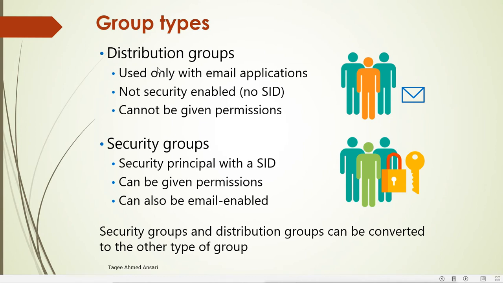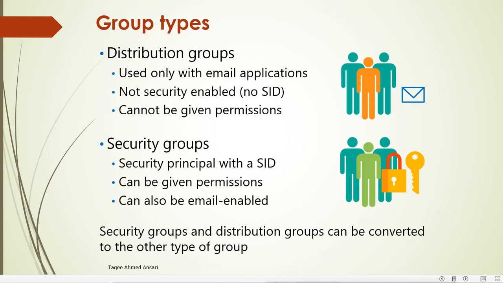In Active Directory Domain Services, we have two types of groups: distribution groups and security groups. A distribution group is used only with email applications. Basically it is an email object, which means it is a Microsoft Exchange Server object. For sending and receiving mail in a Windows Active Directory domain, we install Microsoft Exchange services, so this object is basically for Microsoft Exchange.